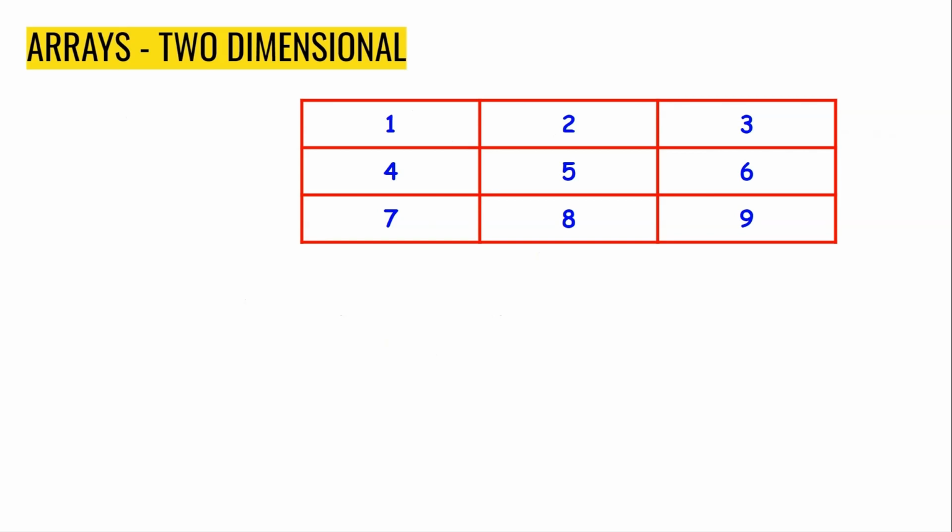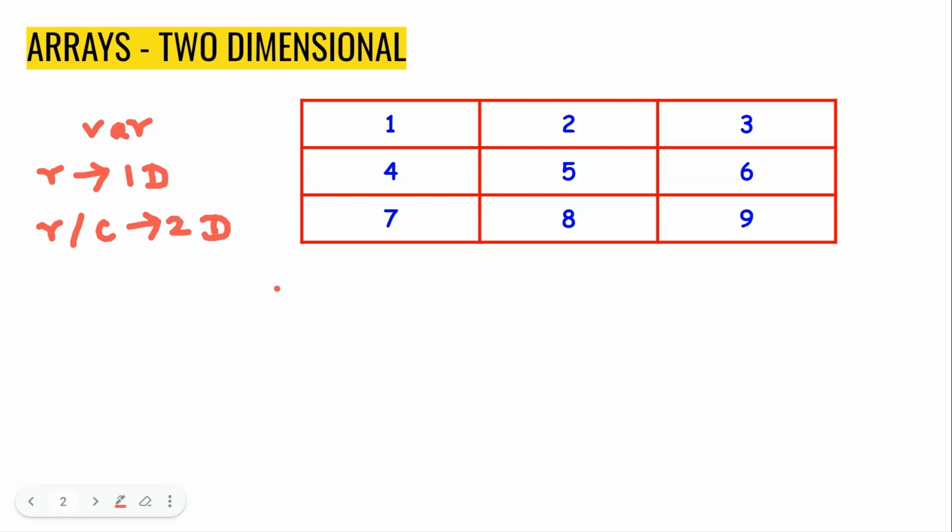If we want to store a single value, we use a variable. If we want to store a row of elements, then we use a single-dimensional array. Suppose you have data in the form of a table, that is, in rows and columns. How do you store such data? This can be done in C by using a two-dimensional array. We can use a two-dimensional array to store data which is in the form of rows and columns.